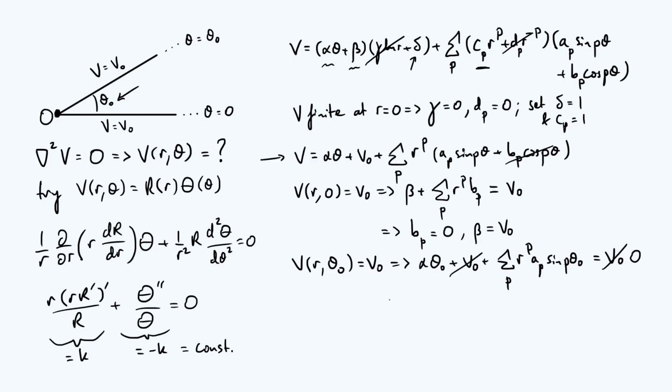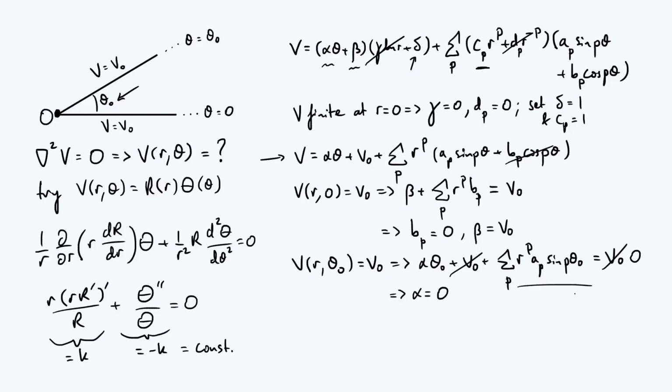Now we can use the same comparing coefficients method that we used with the previous boundary condition. If we start off with the constant terms, the constant term on the left is just alpha theta naught. The constant term on the right is, of course, 0. That implies that alpha should be 0 because theta naught is non-zero. Otherwise, we wouldn't have a wedge at all.